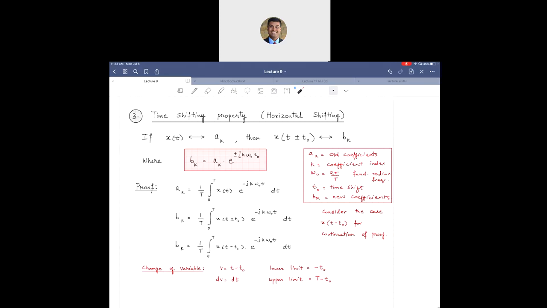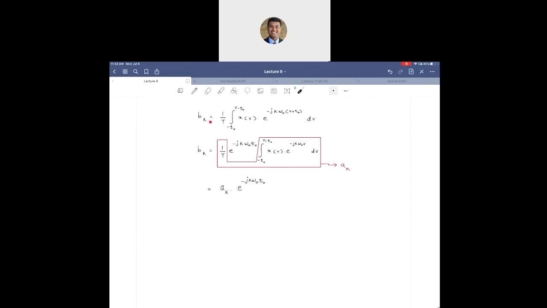Substitute these things in the integral. You will end up with b sub k equals 1 over T. The lower limit has changed from 0 to negative t sub 0. The upper limit has changed from capital T to T minus t0. You have x of v, and then you also have e to the minus j k omega naught, v plus t0, dv. So it's a simple change of variable that you have applied.